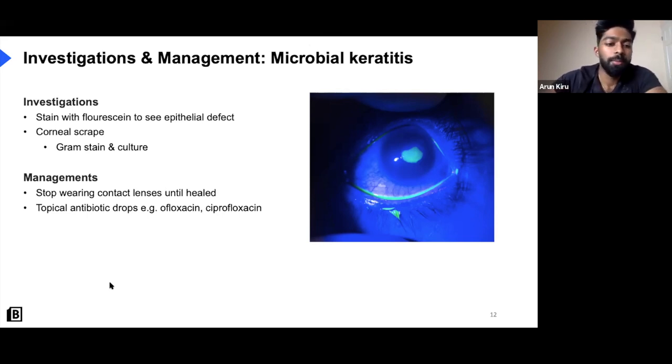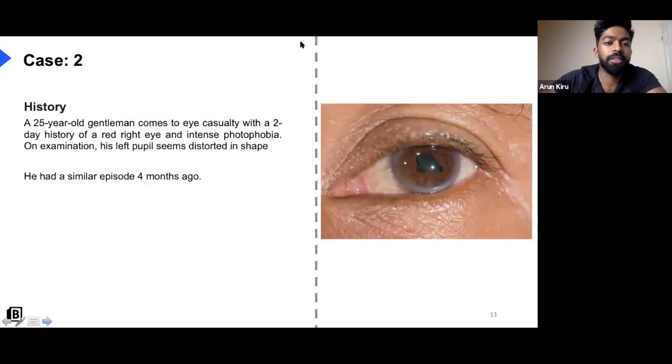Okay, so move on to the next case. So have a read of this. A 25-year-old gentleman comes to eye casualty with a 2-day history of a red right eye and intense photophobia. When someone says a red right eye, remember what all they're saying is the white part of the eye is no longer white, it's red.